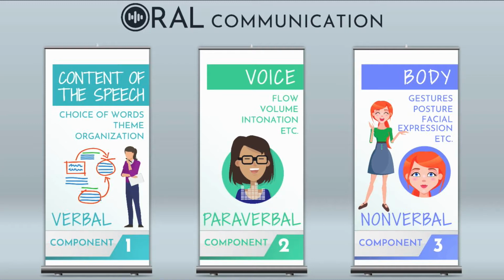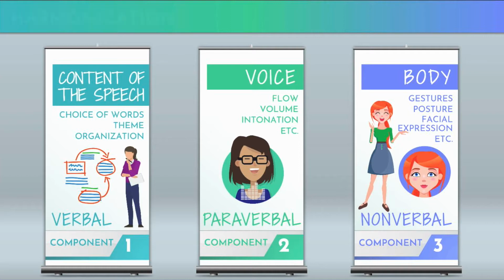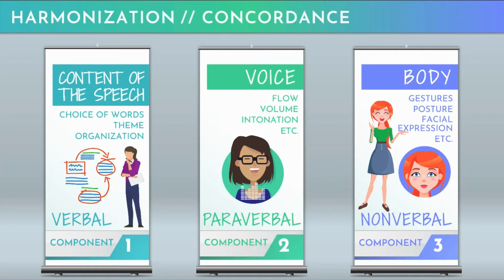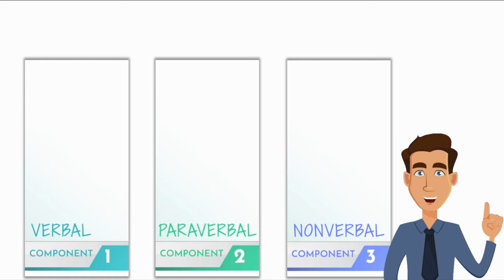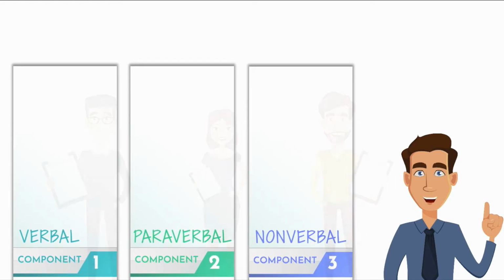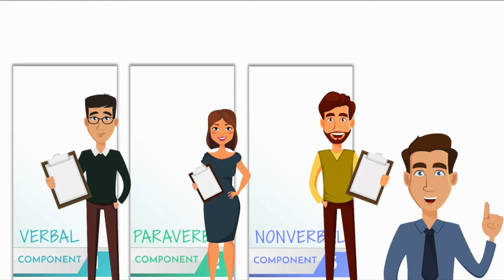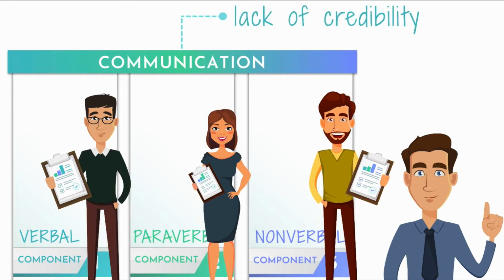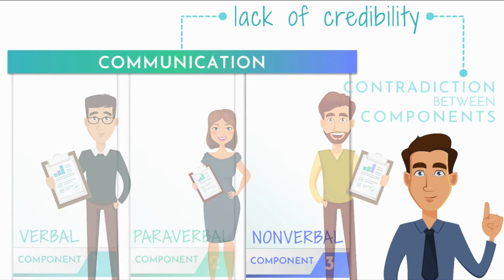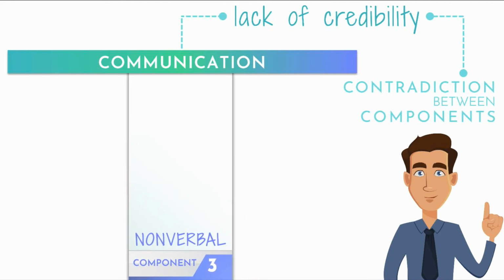It is important to note that successful and effective speaking depends on the harmonization, concordance, and coherence of the verbal, paraverbal, and nonverbal components. It is hard to state that one of the three aspects is more important than the others. Some researchers have tried to quantify the effect of each of the three components used in communication. The numbers vary enormously from one researcher to another. It has been found, though, that a contradiction between components causes a perceived lack of credibility in the person speaking, and that nonverbal communication tends to dominate the other components.